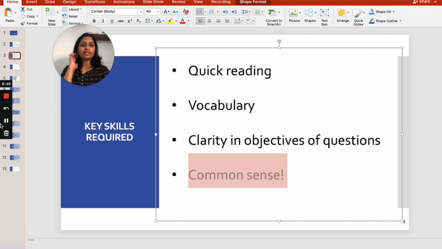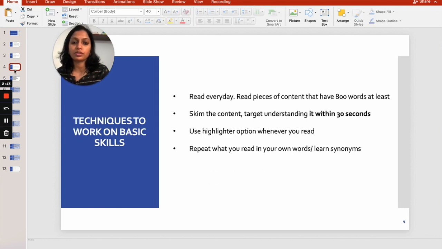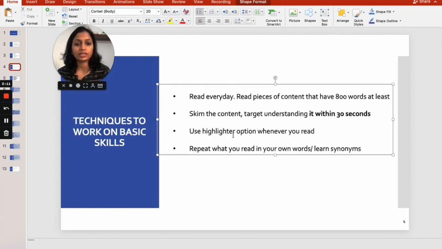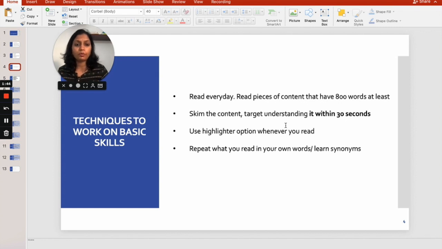Let me just tell you how you should approach preparation to the reading test. You cannot be scoring well just by practicing mock tests. You should have the habit of reading every single day. And this should include pieces of content that are really long. And you should be able to skim this content within 30 seconds. So what is exactly skimming?